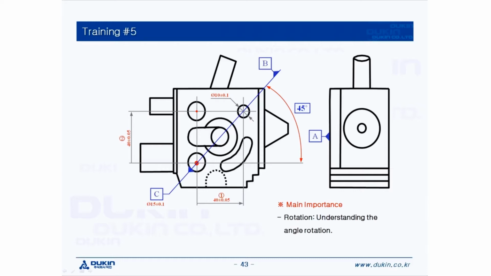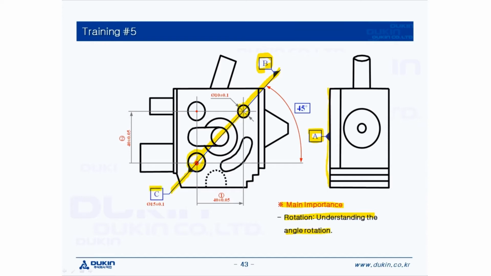Today's lecture is training number 5. Let's take a look at the main importance: rotation, understanding the angle rotation. So take a look at the datum A, which is the top surface of the part. And then take a look at the datum B, which is a line that crosses the two circles. And then datum C is a circle.